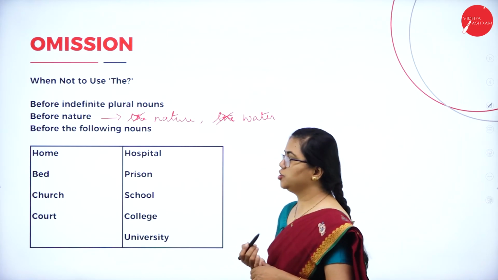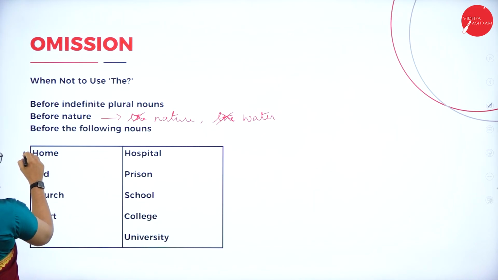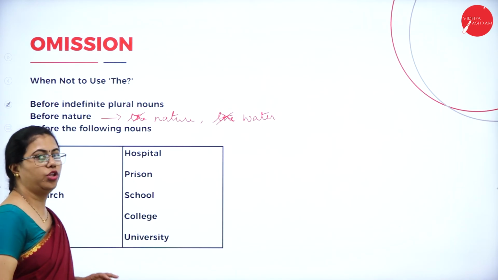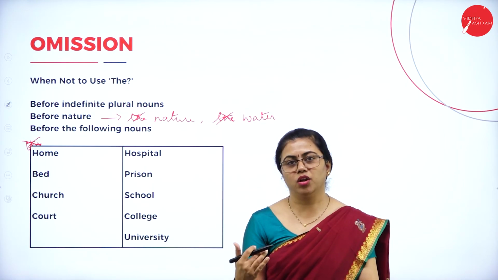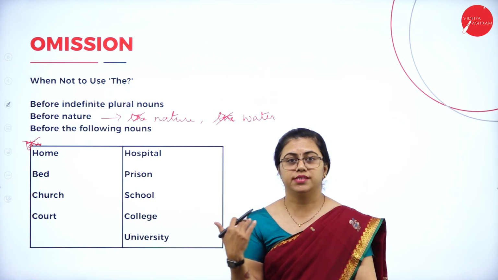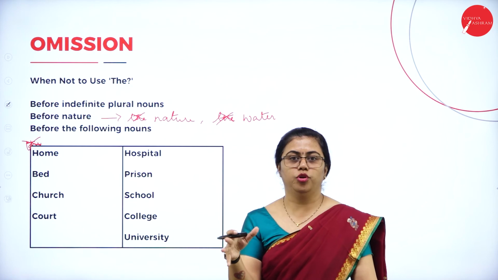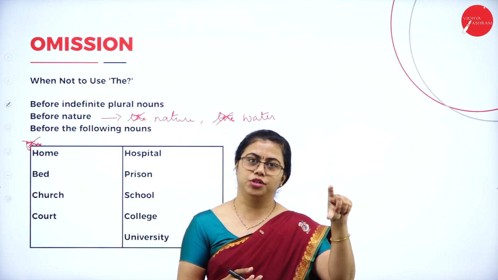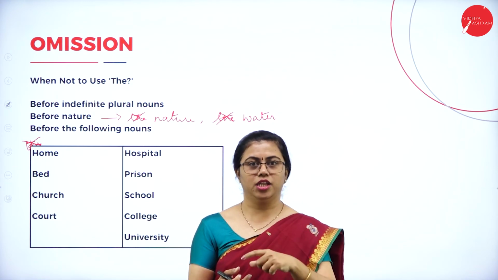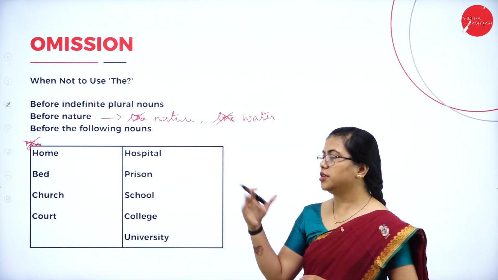Other than that, where else you don't use it? I am going to the home. No, before this, the is not there. Before all these places, you don't use the. Until and unless you have used it in the sentence before and later on you're referring to the same noun, like I told you before, with police, team, unruly mob. We have already referred to that in the first sentence, and in the second sentence we are again using it. So that time only we can use definite articles.